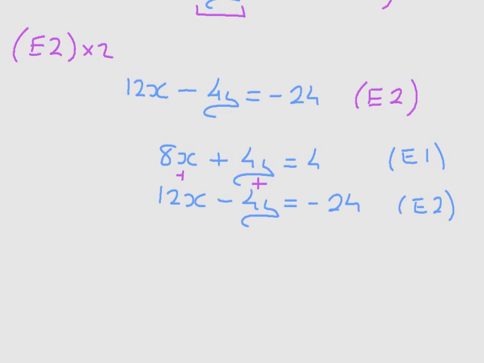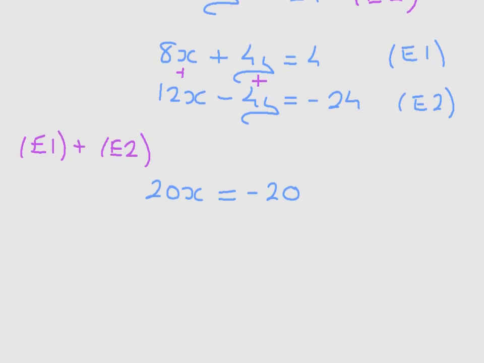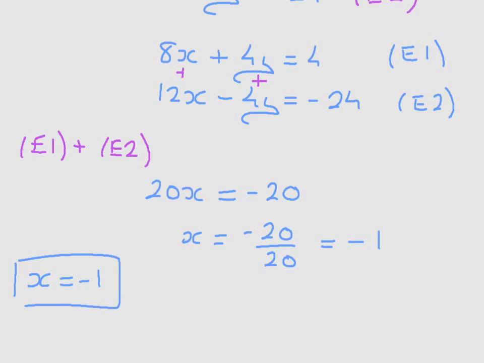So let's do that. We're going to do E1 plus E2. So 8x plus 12x leads to 20x. 4y plus negative 4y leads to 0y, so they're gone. And on the right hand side, 4 plus negative 24 leads us to negative 20. We can now solve this equation, which leads us to x equals negative 20 over 20. In other words, x is equal to negative 1. We now have the value of x. We're halfway there.